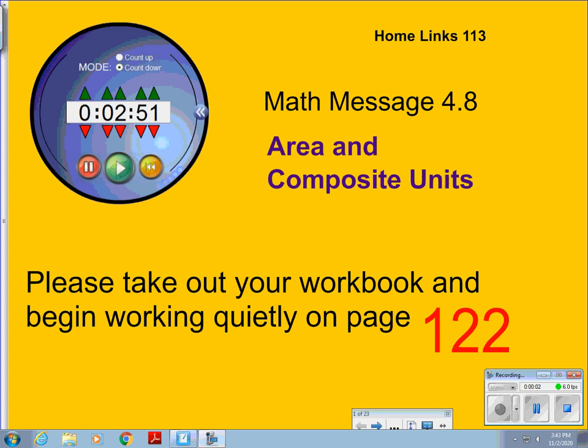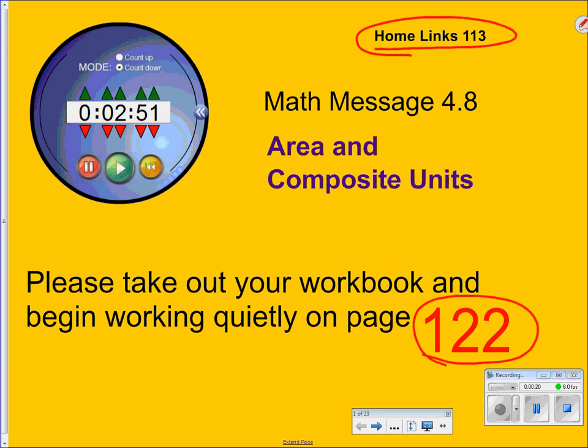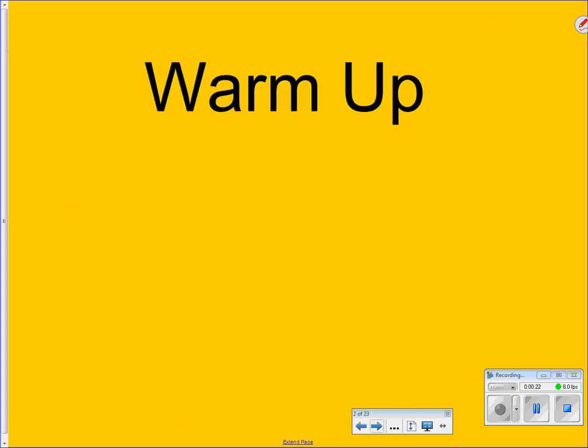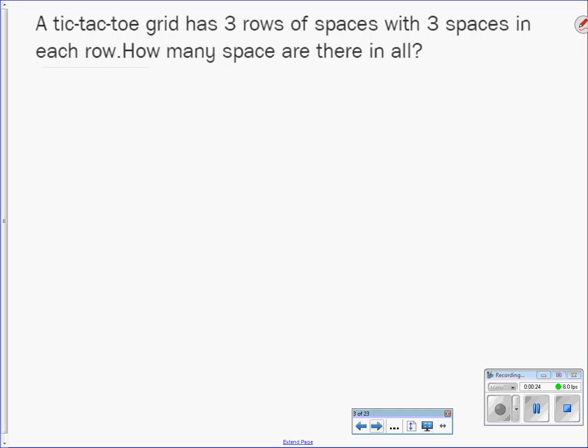Right, boys and girls, let's get started on math lesson 4.8. If you're doing the home links, the homework, it's Home Link 113 and Math Boxes 122. Okay, the math message for this lesson is going to be on area and composite units. Okay, let's get ready for our warm-up.